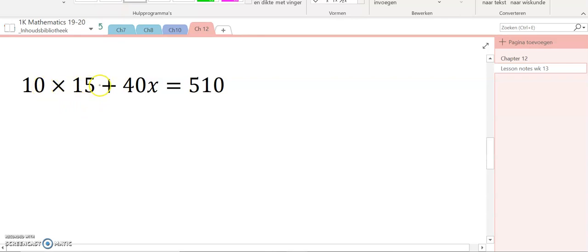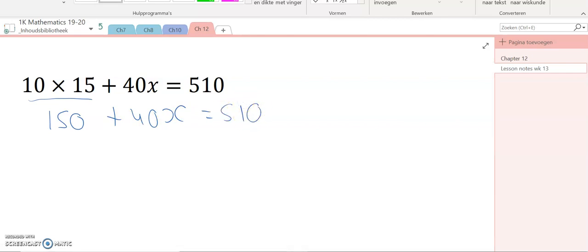10 times 15 plus 40x is 510. Okay, if you know the order of operations, then you know that you first need to do the multiplication. So 150 plus 40x is 510. Okay, now you can place a card on top of the 40x.